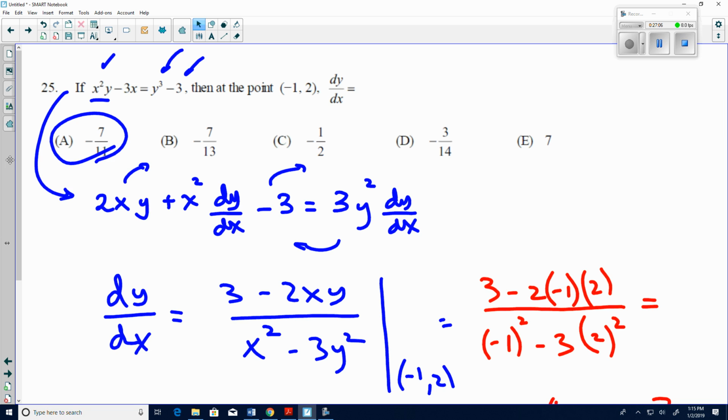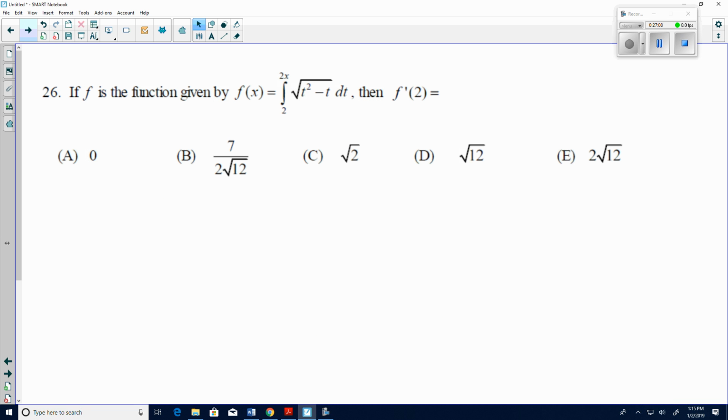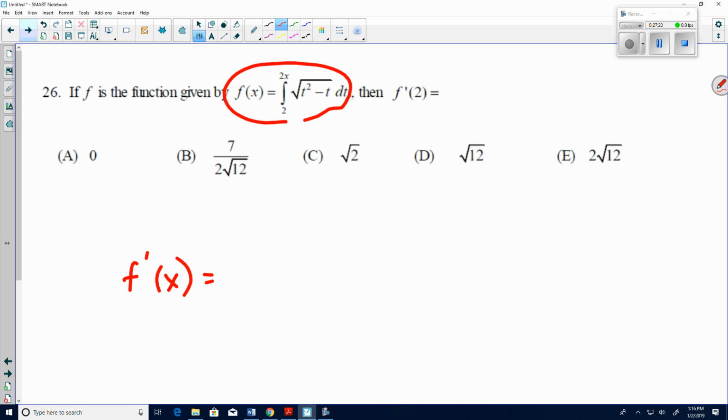Number 26. The function is given here. What's the derivative? This is the fundamental theorem, part 2. This is an integral function, and to find the derivative, we simply take the 2x and pluck it right where the t is. So we get the square root of (2x) quantity squared minus 2x.